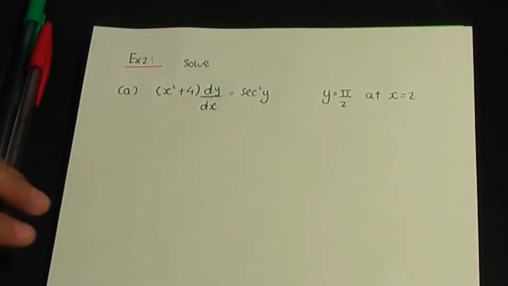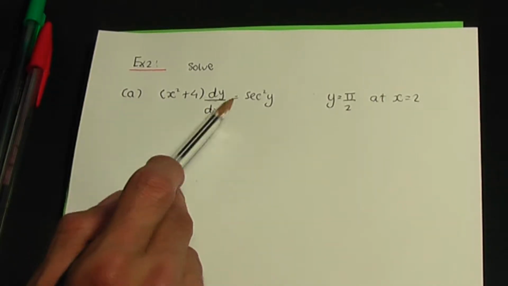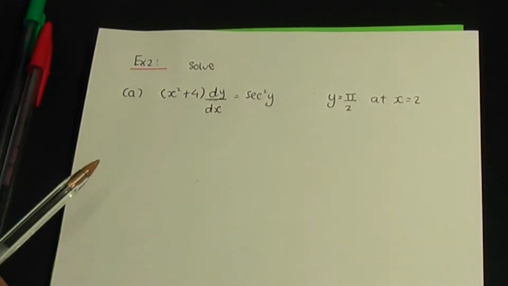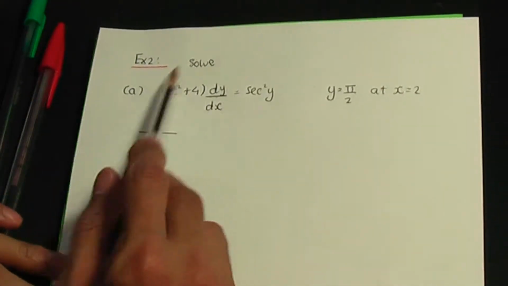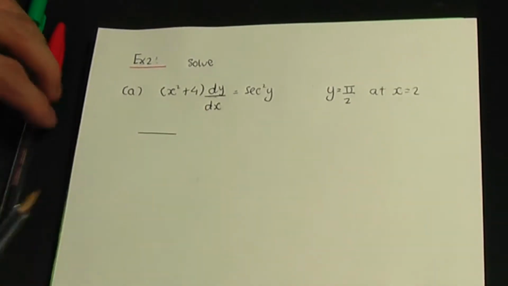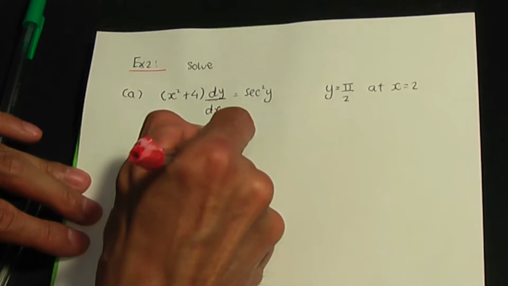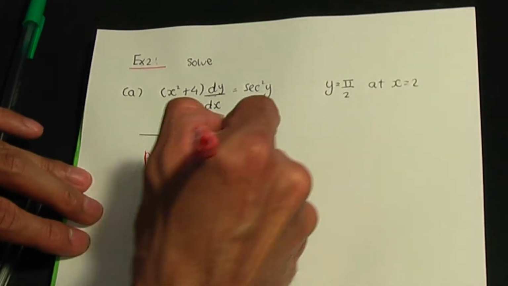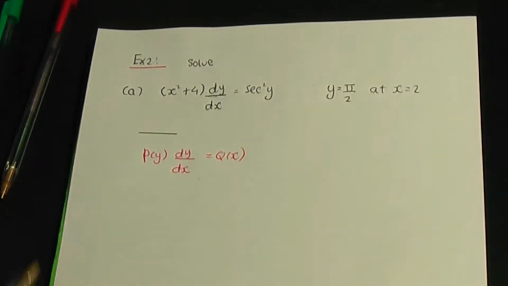So let's try this example. (x squared plus 4) dy over dx equals sec squared y. First of all, let's see whether we have a first order differential equation. So let's rearrange it in this form: p(y) dy over dx equals q(x). Let's see whether we can rearrange it in this form.